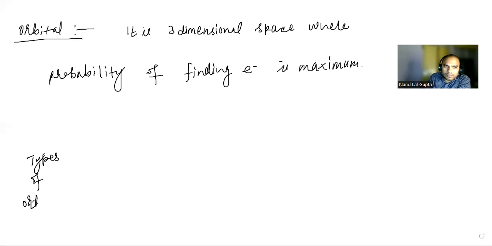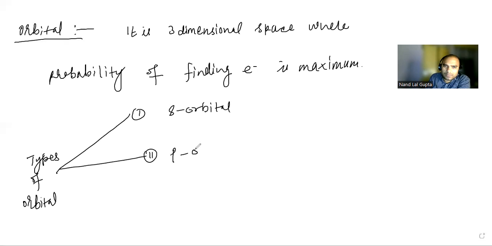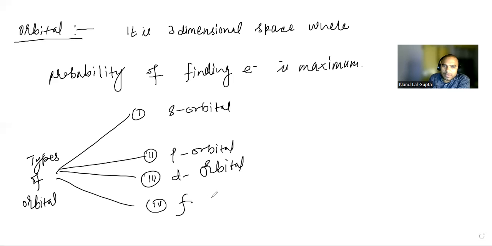Types of orbital. If you talk about types of orbital, the first one is the s orbital, the second one is the p orbital, the third one is the d orbital, and the last one, the fourth one, is the f orbital. They are the four types of orbitals where the probability of finding the electron is maximum, that is, the electrons are present in these orbitals.